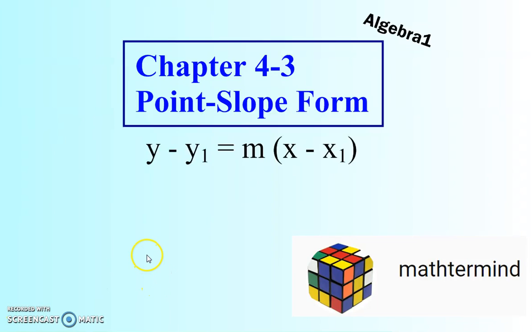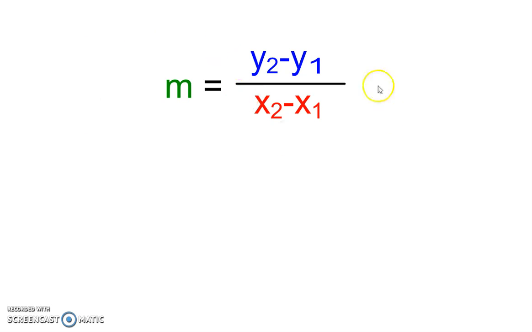Algebra 1, Chapter 4-3, point-slope form is y minus y1 equals m times x minus x1. This one's a little harder to remember unless you realize where that comes from. Remember the formula for slope. M equals the change in y over the change in x, y2 minus y1 over x2 minus x1.